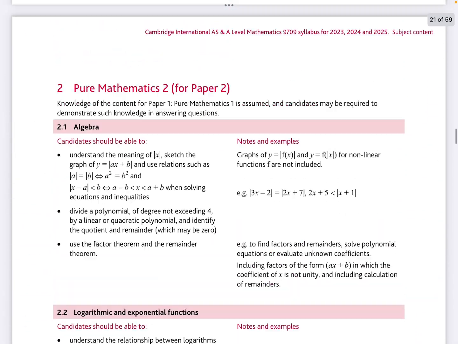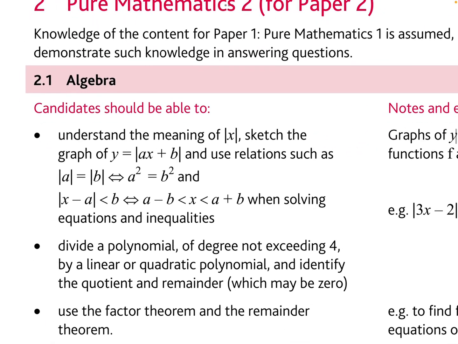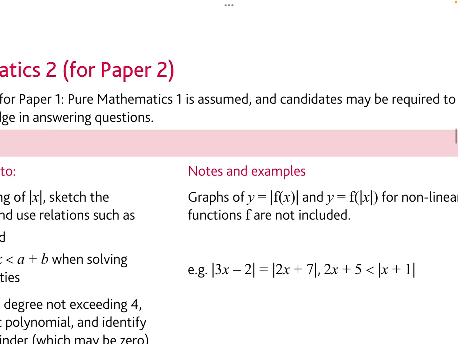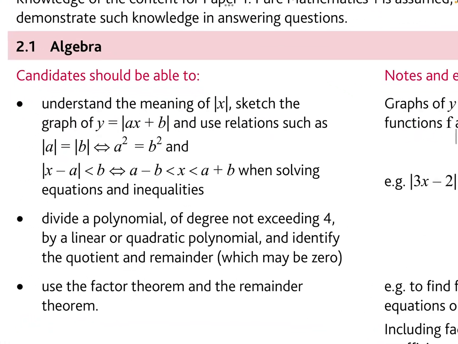Let me just get there. There we go. So for 2.1 algebra, we need to understand the meaning of modulus x and sketch the graph of y equals the modulus of ax plus b. Use relations such as modulus of a equals the modulus of b, which is equivalent. Okay, you get the idea. So we need to understand all of this, and usually on the side here they'll give you some notes and examples, but this is very important.